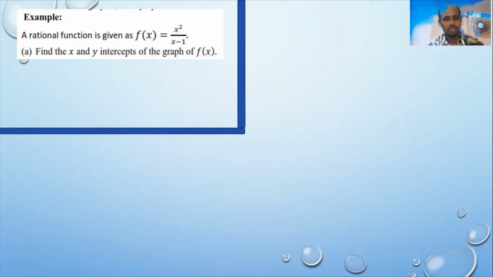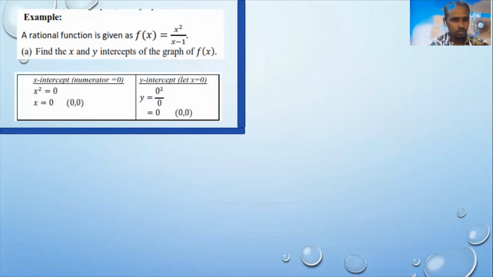Now to find the x-intercept, same step, put the numerator equal to 0, right? So when you put the numerator equal to 0, x squared is equal to 0, you'll get 0. So you'll get 0 comma 0. Now to find the y-intercept, in place of x you put 0 in the whole equation. So 0 squared over 0 minus 1, right? 0 squared is 0, 0 minus 1 is negative 1, and 0 divided by negative 1 is 0. So you'll get 0 comma 0. So you can see the x-intercept and y-intercept are both 0 comma 0.